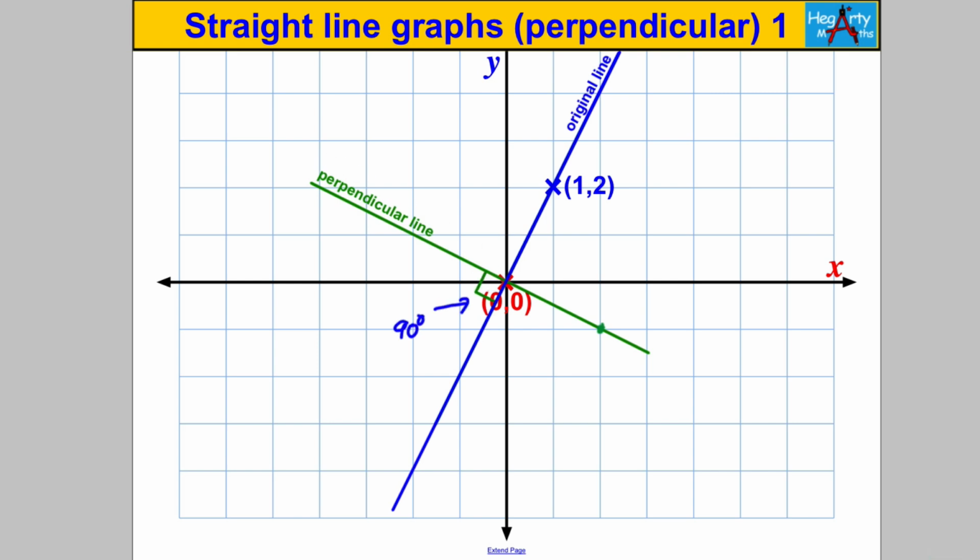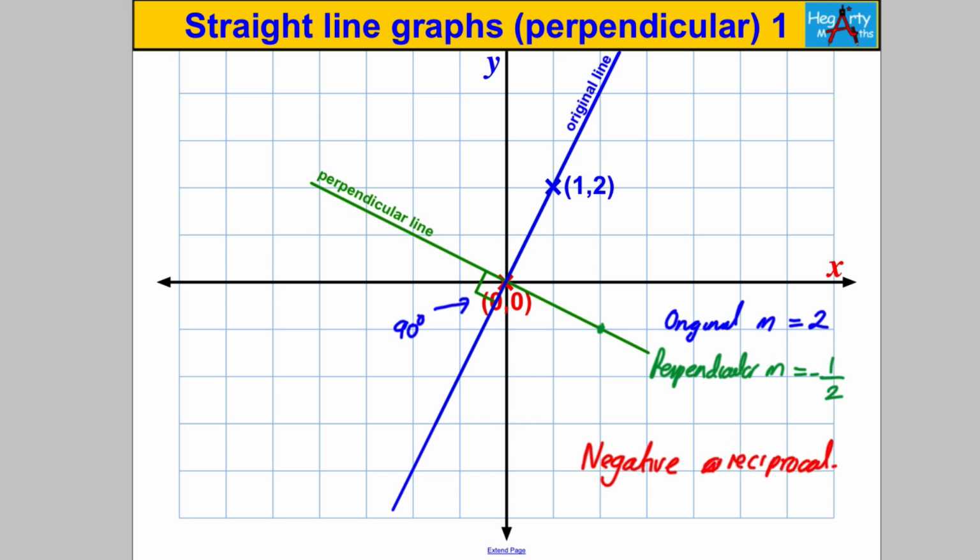Now let's see if we can work out the gradient of the original line. So the original line, what's its gradient? Well, as I go to the right one, I go up 2. So its gradient is 2. Now what about the perpendicular line? As I move to the right 2, I go down 1. And its gradient must be negative a half. So you can see that 2 and negative a half are the negative reciprocals of each other.